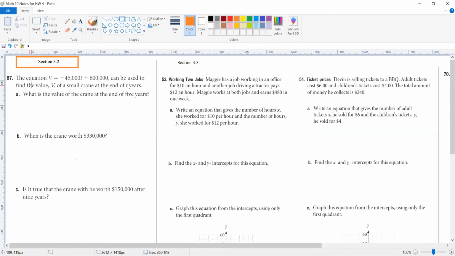It's a similar but different problem to one of your homework problems. You have an equation v equals negative 45,000 t plus 600,000 that can be used to find the value v of a small crane at the end of t years. We're going to work on part A. What is the value of the crane at the end of 5 years? So we're going to use t equals 5.